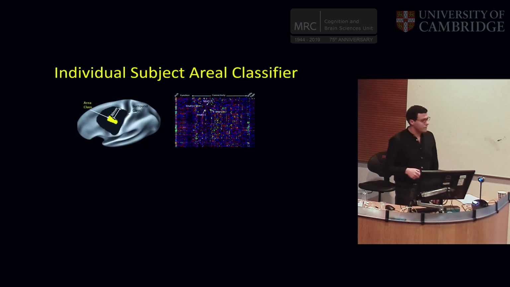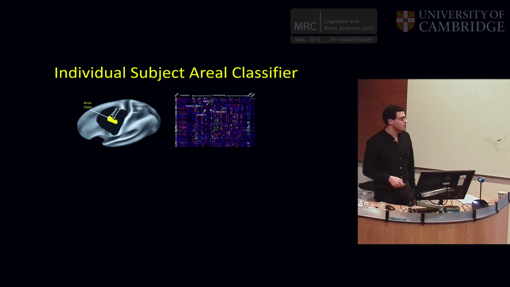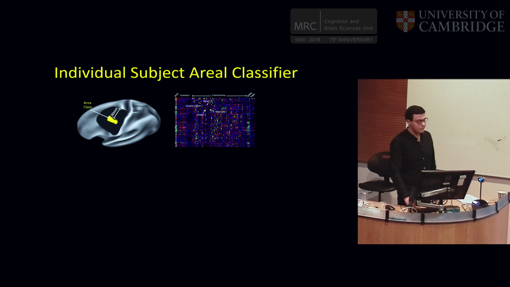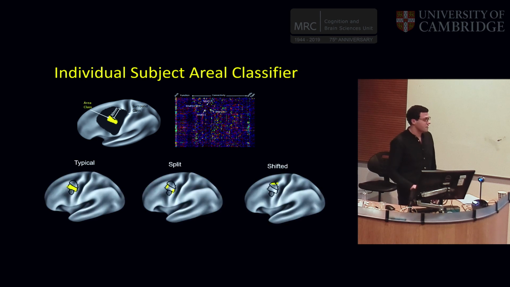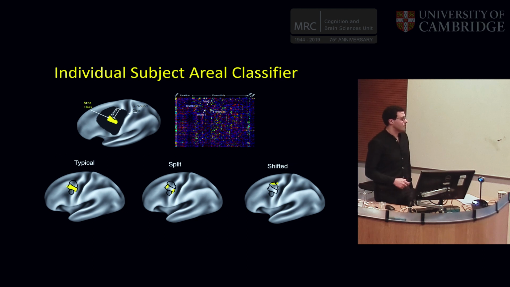So to go further, because there are individual subject variabilities, they trained a classifier based on all of these multiple features, and this classifier was able to identify these areas in an independent set of subjects. So, for example, for the area 55B, this is a typical location for it. There are some subjects where the area is split, and the classifier is able to identify the split. And there are some subjects where the area is shifted from its typical location, and the classifier is able to identify that as well.